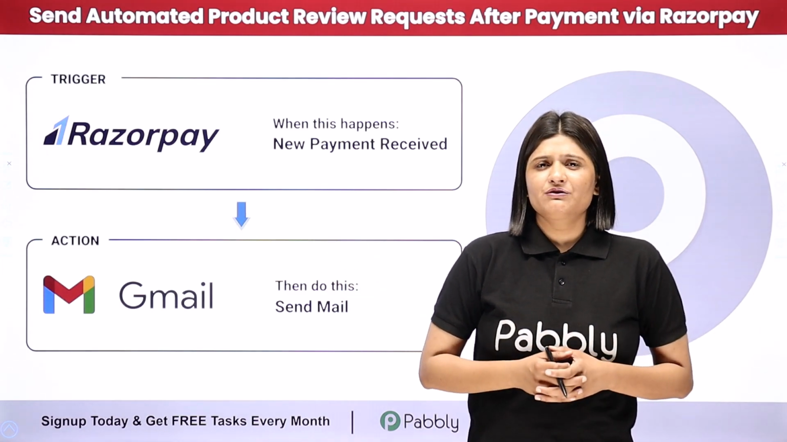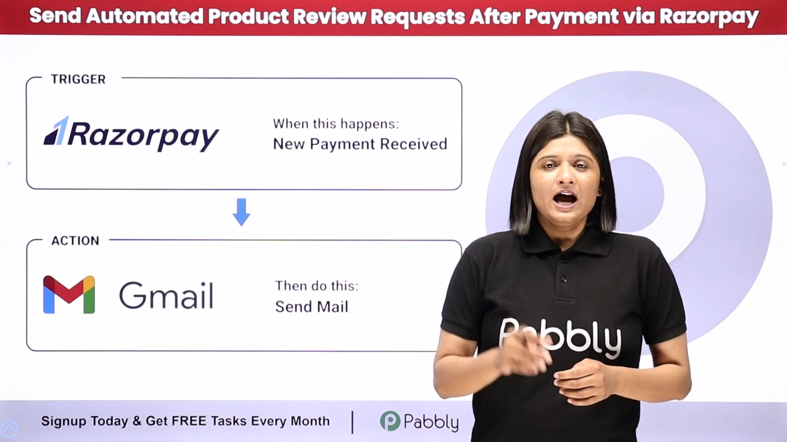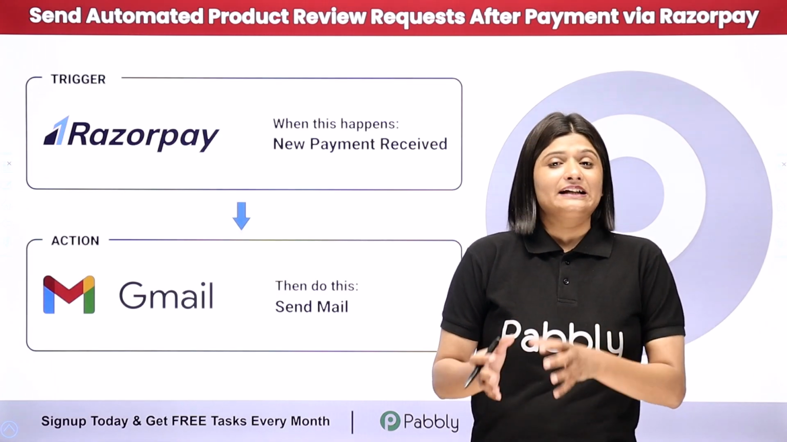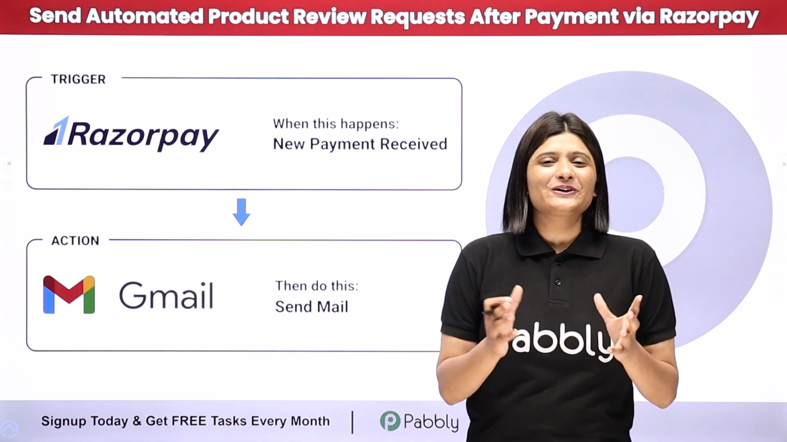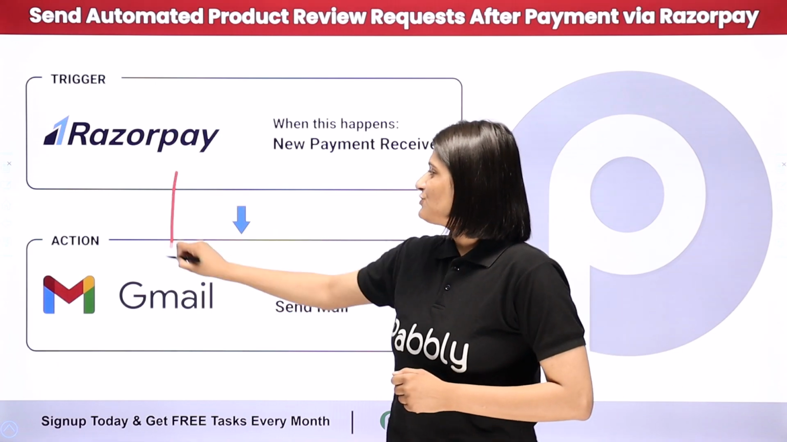Now doing this manually will consume a lot of my time, so I've completely automated this process, and to do this automation I'm going to use Pabbly Connect. Pabbly Connect is an amazing automation and integration software which requires no coding or programming skills. Here I just need to build a connection between Razorpay and Gmail.